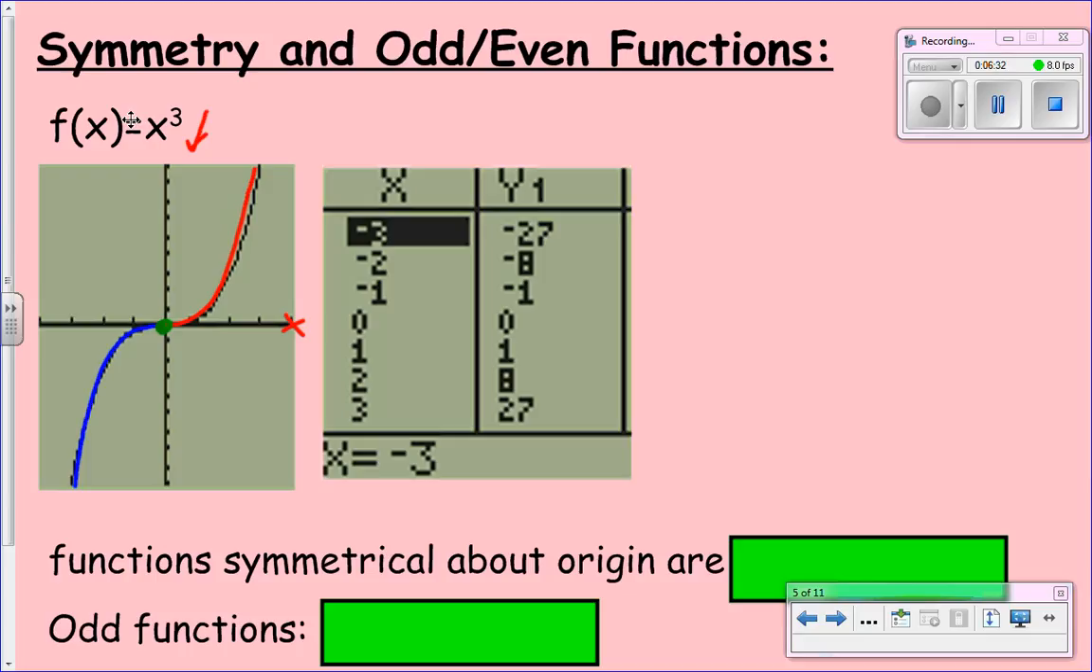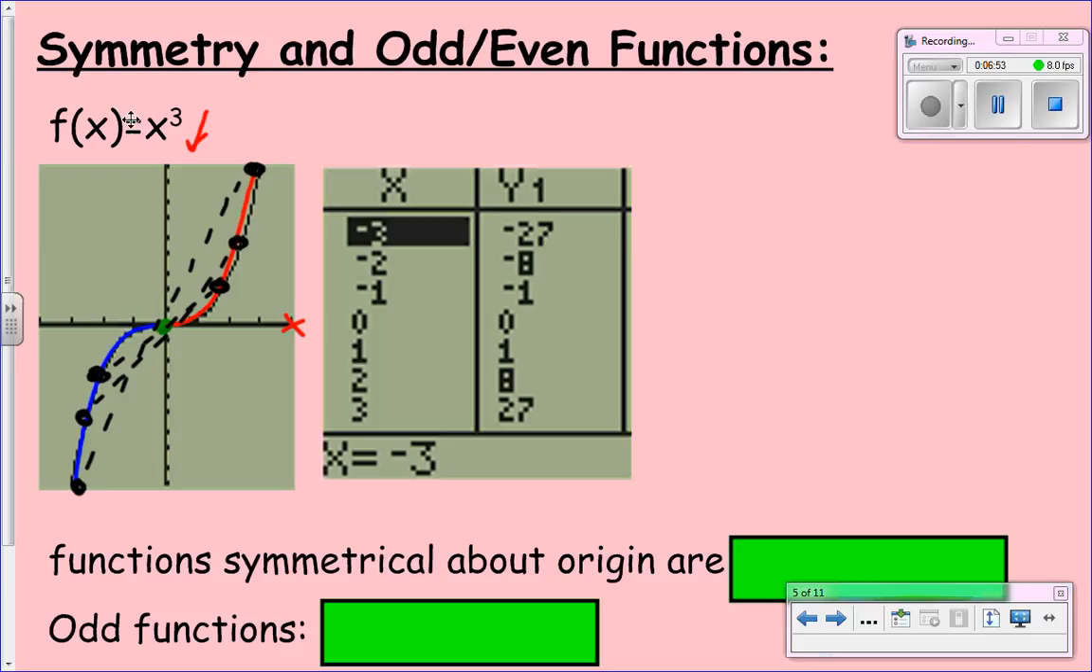Well, whatever point I have, it reflects through the origin. Bam. If I take this point here, it reflects through the origin right here. It does. Take this point in between them, it reflects right between them here. It does. It's almost like rotating 180 degrees. All right? So it reflects on the origin.